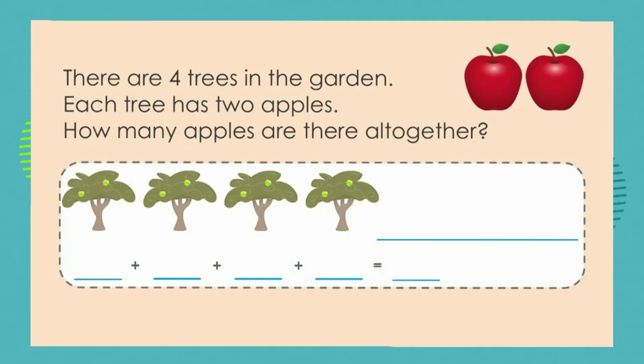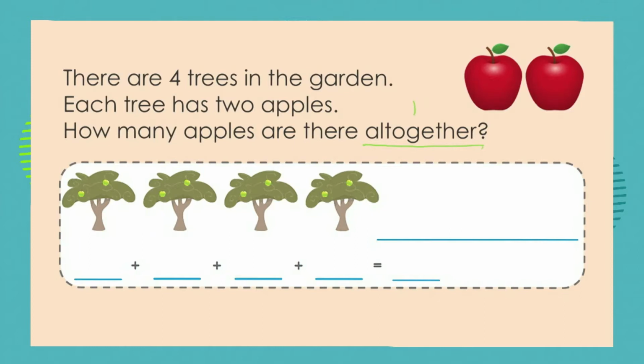There are 4 trees in the garden. Each tree has 2 apples. How many apples are there all together? So again, we see this word all together. And when we see it, what do we need to know? We need to know that it means we need to plus or add. Okay. So as you can see, there are the 4 trees.